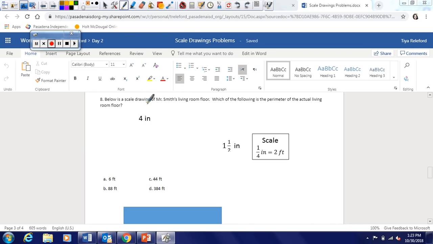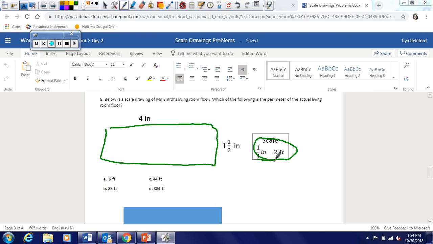Below is the scale drawing of Mr. Smith's living room floor. Which of the following is the perimeter of the actual living room floor? I know my picture doesn't show it. But yours does. It's just a big rectangle. Yours is all filled in. Oh, I think maybe this is your rectangle. Anyway, it's just a big rectangle.